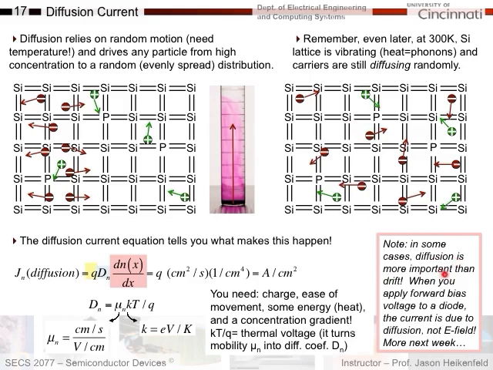In fact, when we forward bias a diode next week, we will see that current is not driven by E field, which is drift, but it's driven by diffusion, which is unexpected because you use voltage to turn on the diode.